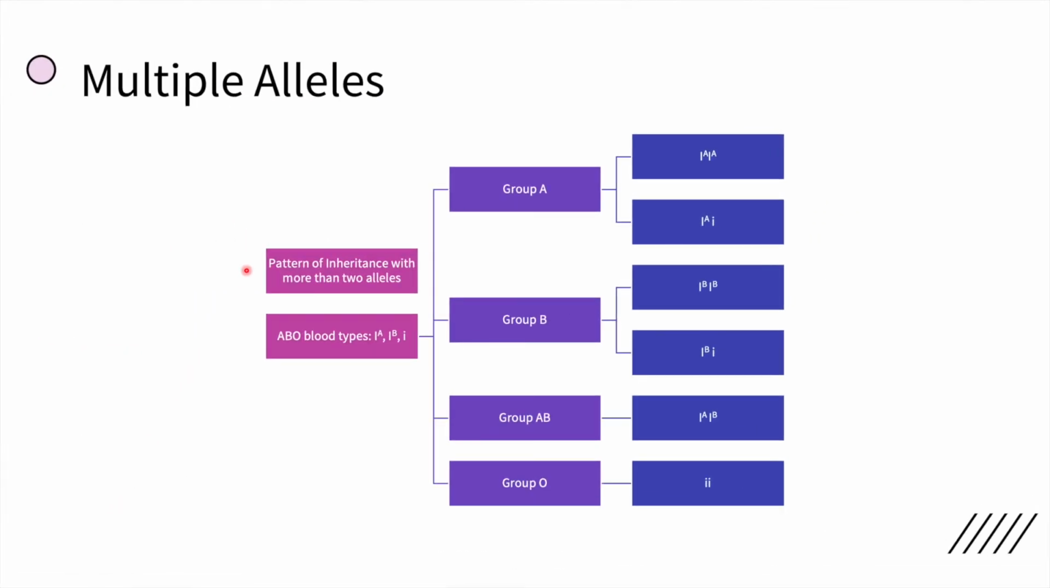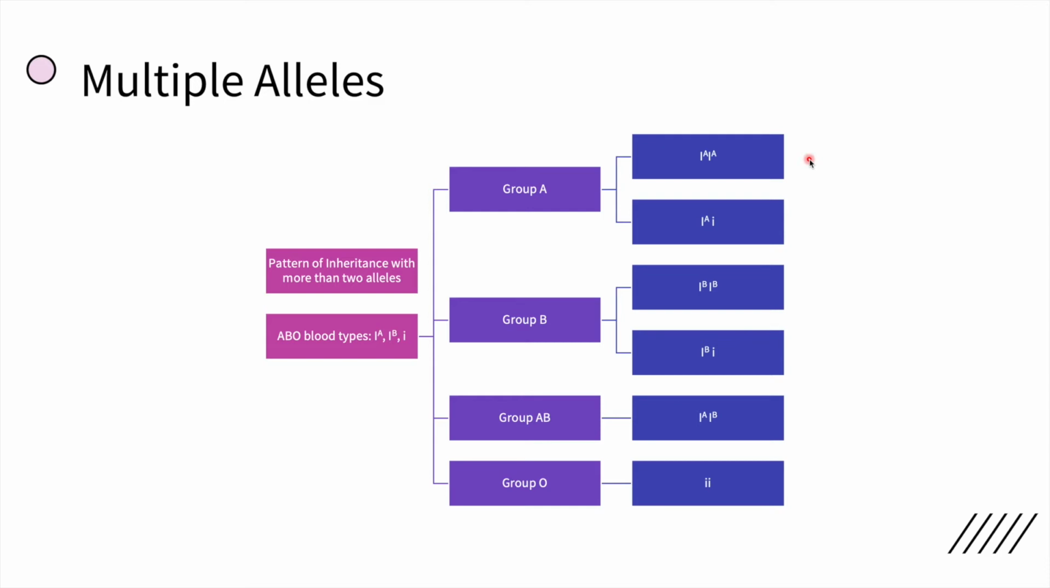Multiple alleles is a pattern of inheritance that includes more than just two different forms of a gene. A good example of multiple alleles is ABO blood types. For a blood type, there are three alleles that code for the carbohydrate on the surface of the red blood cell, known as an antigen, either IA, IB, or i. There are four different phenotypes: Group A, Group B, Group AB, and Group O.